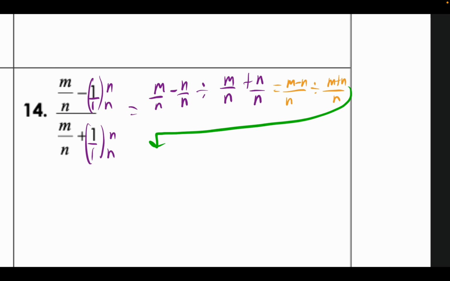So this becomes m minus n over n, unchanged, times the reciprocal of the second one, n over m plus n. Looking to reduce here, the n's reduce, but the m minus n and m plus n don't, because one is subtraction and one is addition. So we end up with m minus n over m plus n.